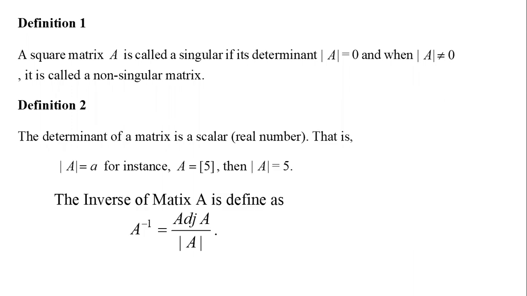Now, this is the definition for the inverse of a matrix. The inverse of a matrix A is defined as the adjoint of A divided by the determinant of A.